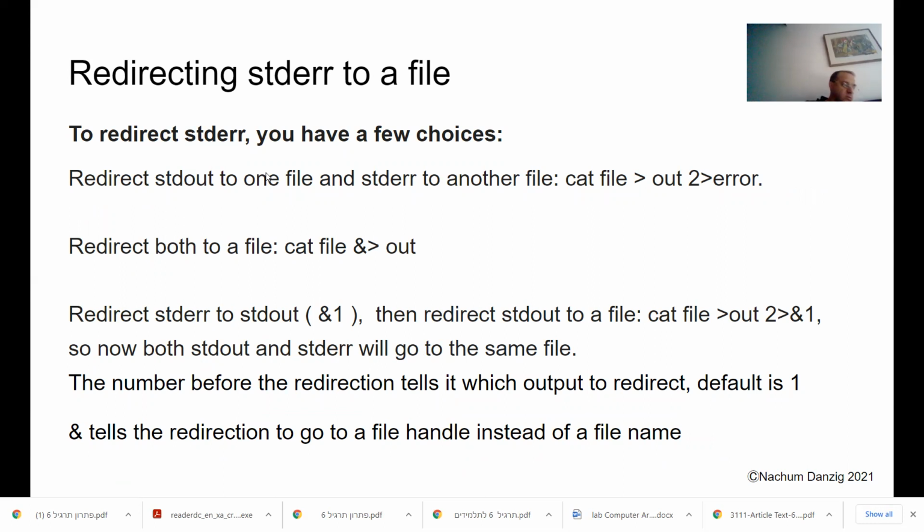Now, we have redirection of the standard out. So the normal way to do it is, well, catting a file is not going to have an error message, but it could. If you cat a file and the file doesn't exist, it's an error message. It'll say file not found. So normally, if you would just do that, it'll print onto the screen, file not found.